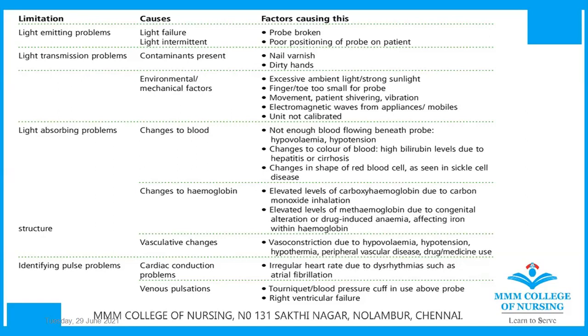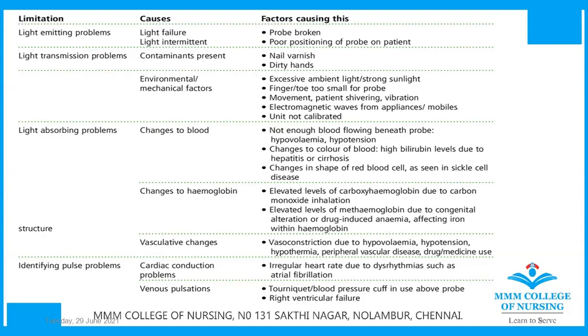Light absorbing problems, like changes to blood, like not enough blood flowing beneath the probe due to hypovolemia or hypotension, changes to color of blood, like high bilirubin levels due to hepatitis or cirrhosis, changes in shape of red blood cell as seen in sickle cell diseases, changes to hemoglobin, like elevated levels of carboxyhemoglobin due to carbon monoxide inhalation, elevated levels of methemoglobin due to congenital alteration or drug-induced anemia affecting iron with hemoglobin.